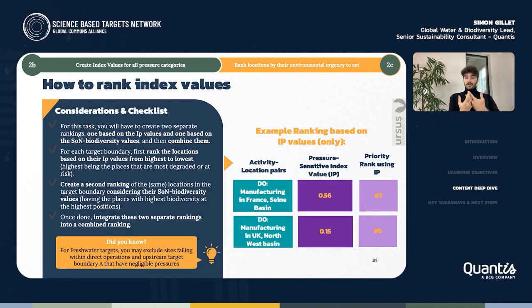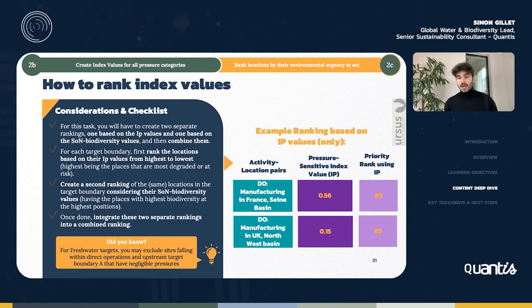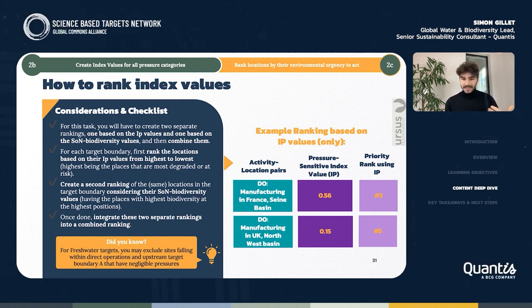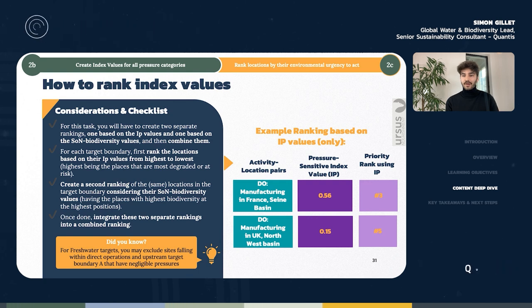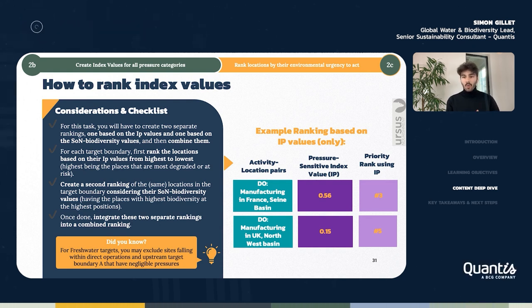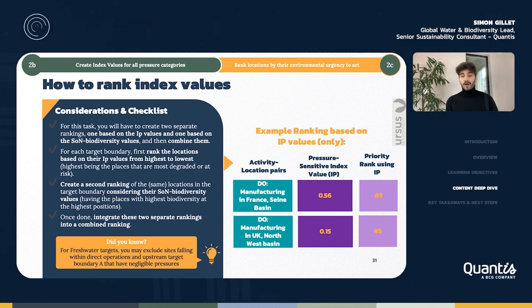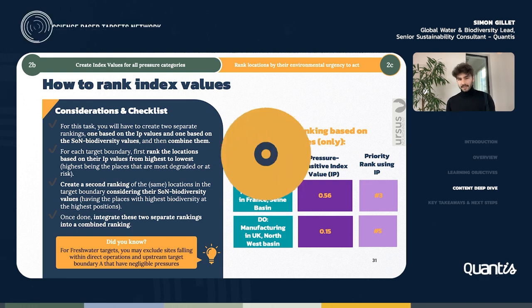Now that you have calculated index values for each material pressure, we can move on to ranking sites connected to a given pressure from high to low. Companies should go through ranking processes for upstream activities and direct operations by each target boundary for each material pressure separately. So for this task, you will have to create two separate rankings, one based on the index pressure, so IP values, and one based on the biodiversity state of nature values. And then we will combine them.